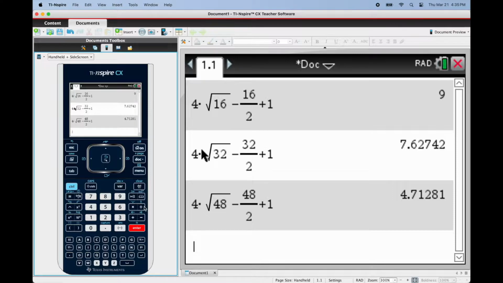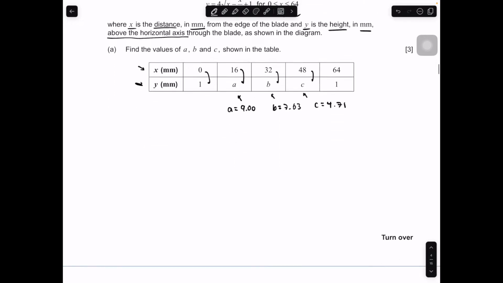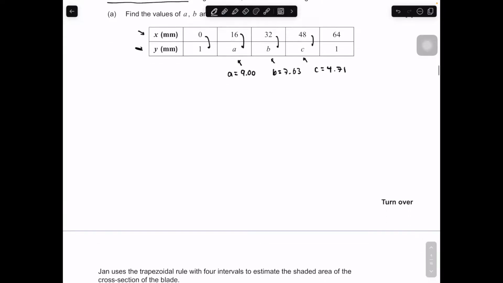Let's go back to the document and write these out. So for A, the value was 9. For B, the value was 7.627. So we're going to round that to 7.63. And for C, we had a value of 4.712. So let's round that to 4.71. All right, not a bad 3-mark question to start. If we wanted to, we could put millimeters, but just the value should be fine as well.